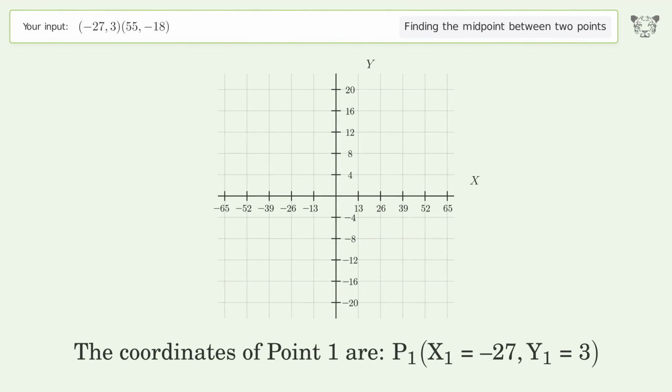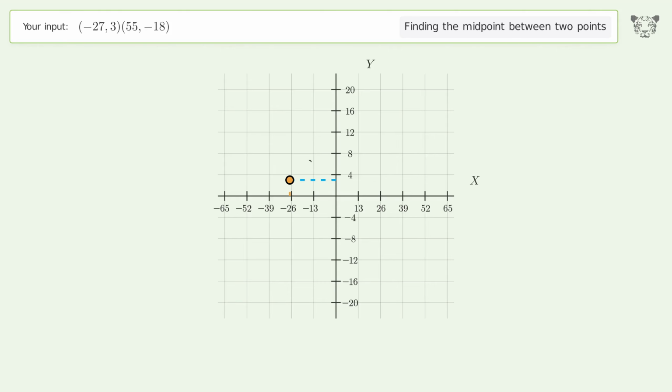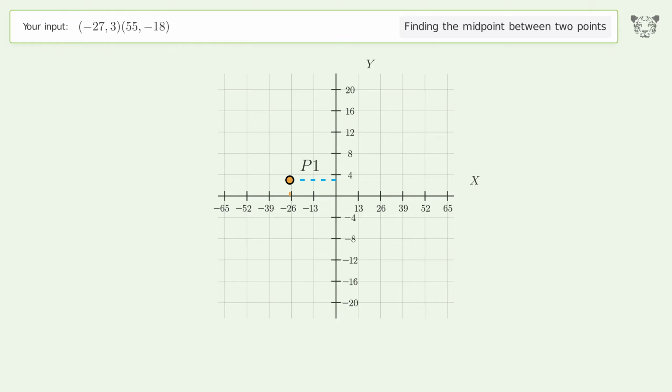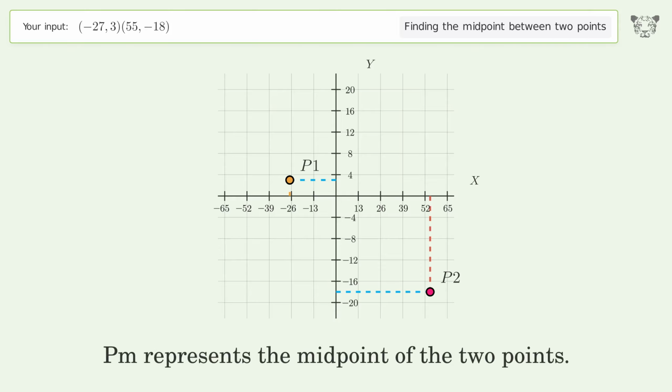The coordinates of point 1 are, x1 equals -27, y1 equals 3. The coordinates of point 2 are, x2 equals 55, y2 equals -18. PM represents the midpoint of the 2 points.